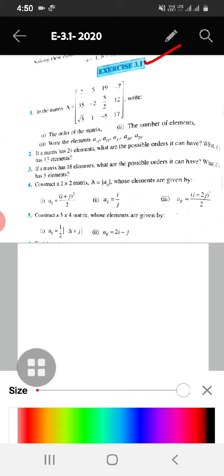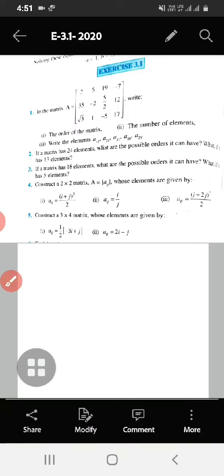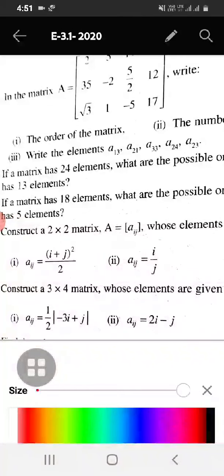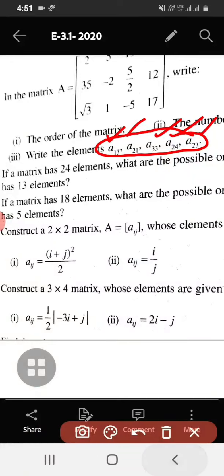Let us go through the question here. In the matrix A, the matrix is given. Write the order of the matrix, the number of elements, then write the elements. The third part asks to write the elements A13, A21, A33, A24, A23. We know this represents the position of the elements. So this is about the first question.